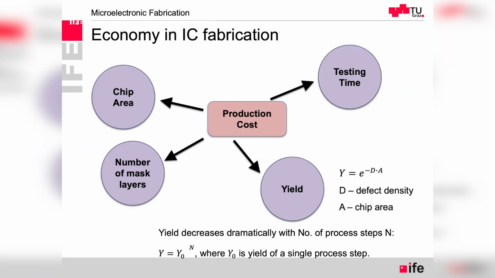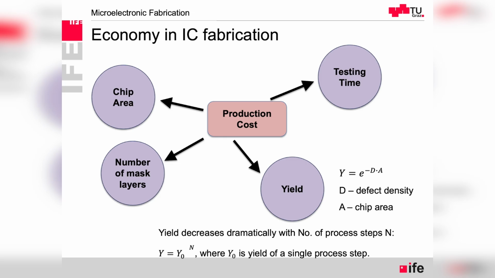So economy in IC fabrication. It's a very simple contribution. What contributes to the production cost? Most of the time we're speaking about the chip area. And certainly that's very important to have the process scaling so that in the same chip area we can fit more function, more transistors. But there are a few other topics.